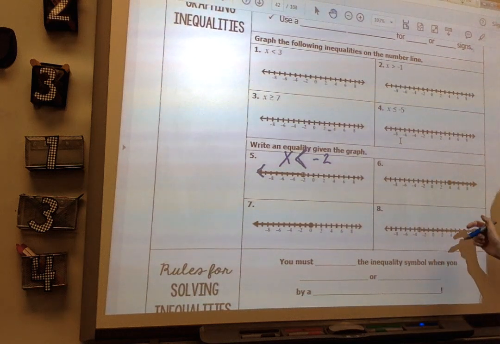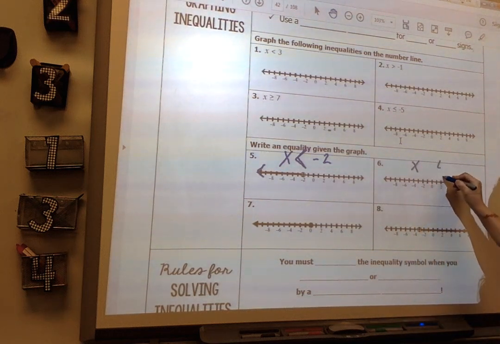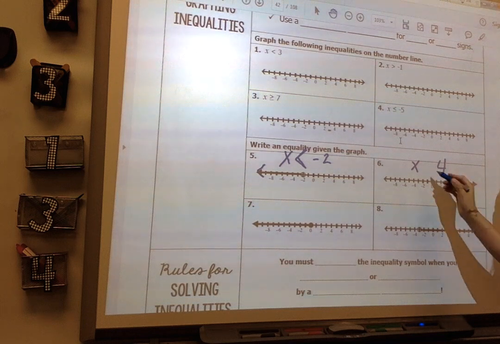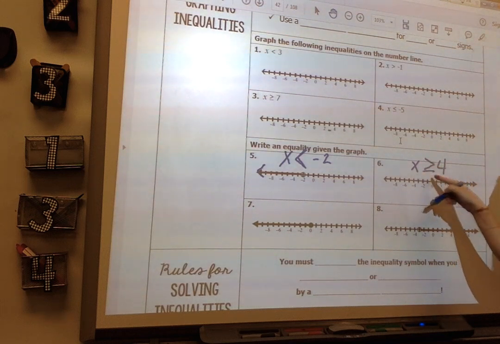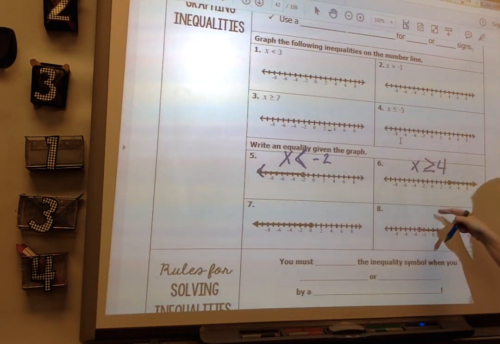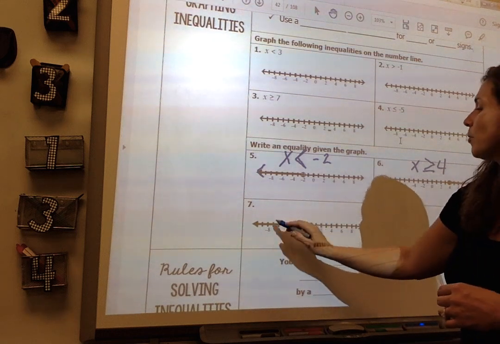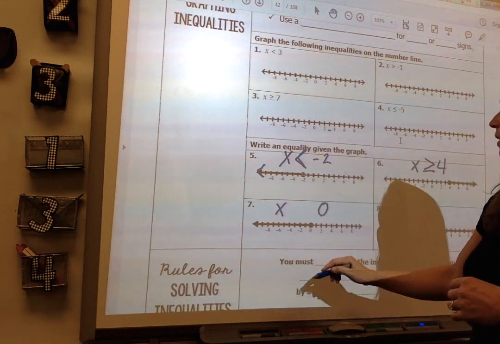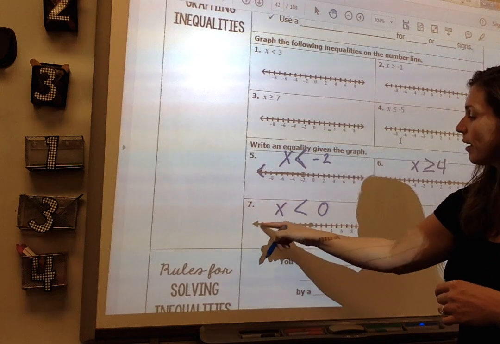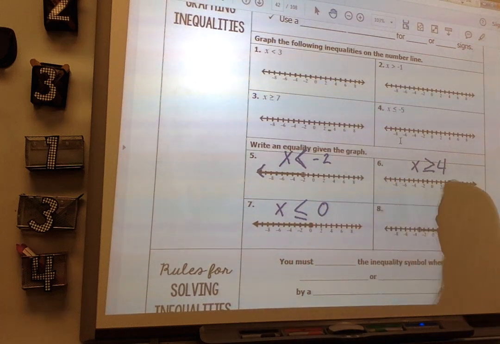Okay, jump over to number 6. My variable x, target number 4, it's a closed circle, my arrow goes to the right, so it's greater than or equal to. It can be 4. Number 7, x, my target number is 0, closed circle, so it's less than or equal to.